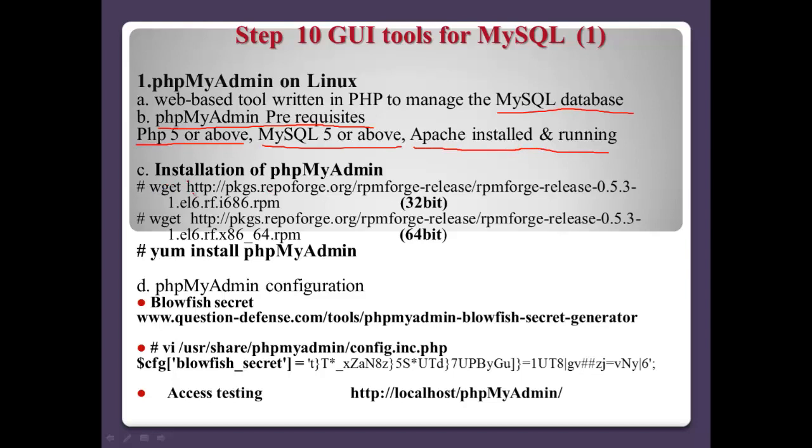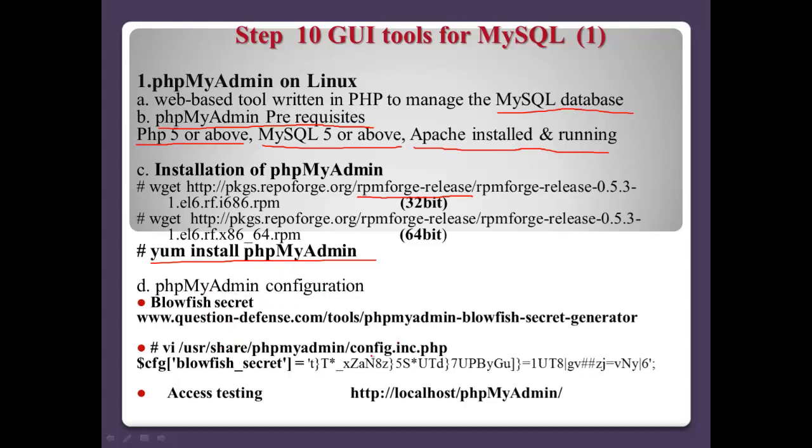To install phpMyAdmin, first we have to download this package, rpmforge, 32-bit or 64-bit. So first, please download this package and install it. After that, if we use this command, yum install phpMyAdmin, then the Linux system will install phpMyAdmin automatically. If we install phpMyAdmin successfully, then next is the phpMyAdmin configuration, which we need.